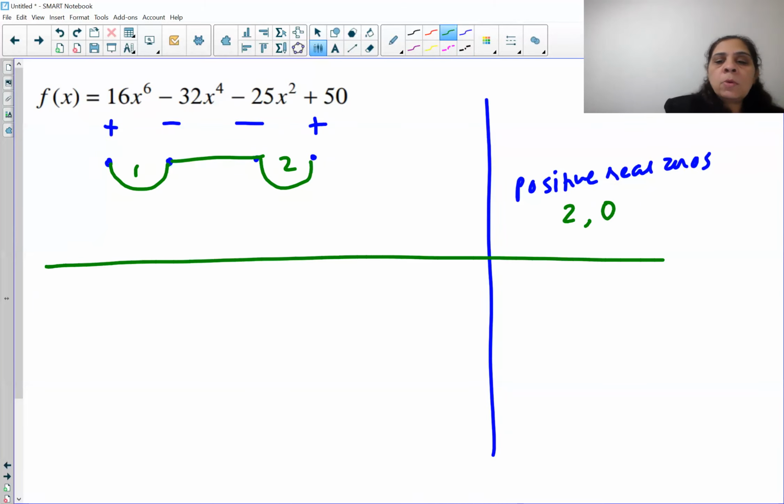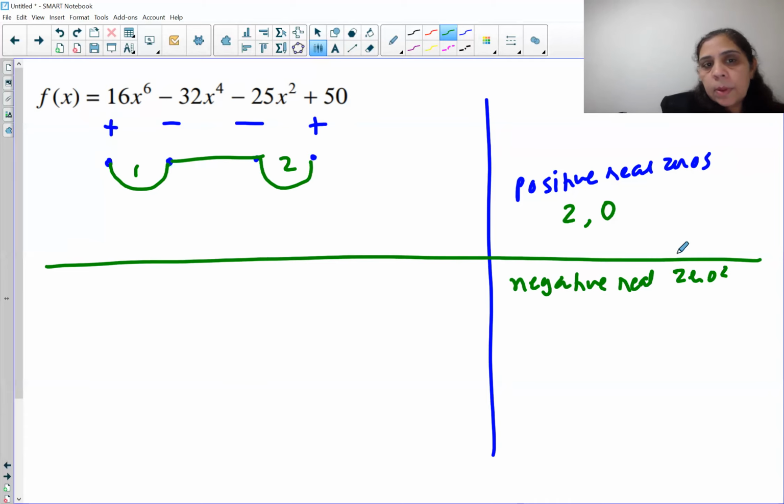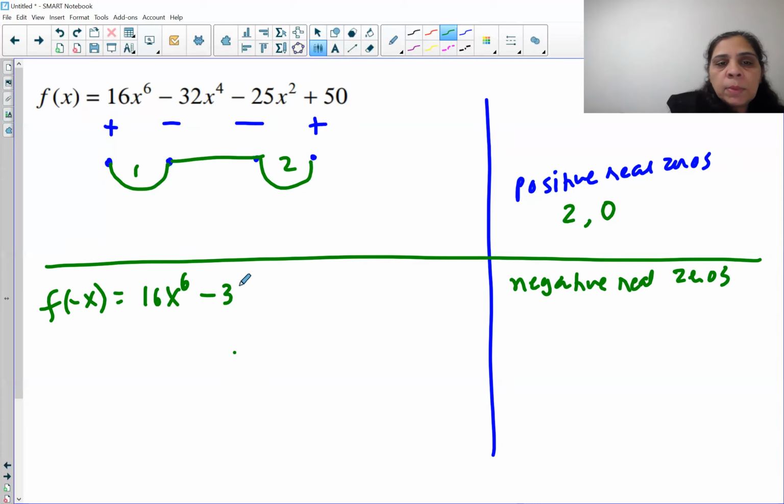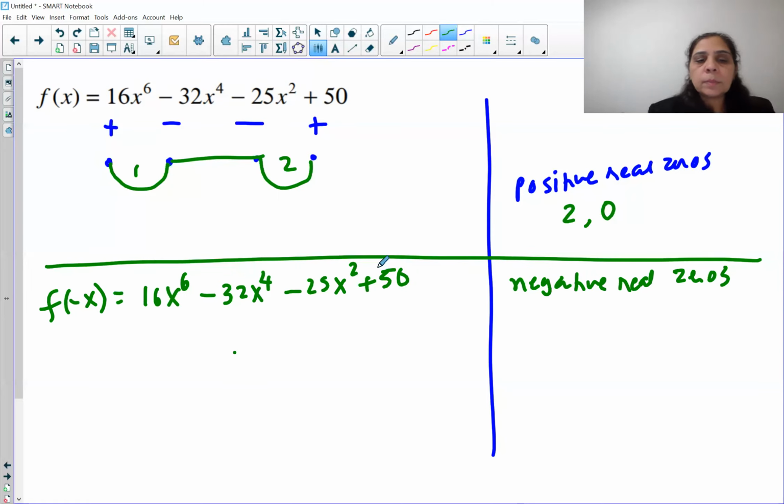All right, now we will check negative real zeros. So f of negative x. You plug in negative x here and we have an even power, so the sign will stay the same. Next one also will stay the same because of even power. And the next one will be the same also. So it will not change anything.